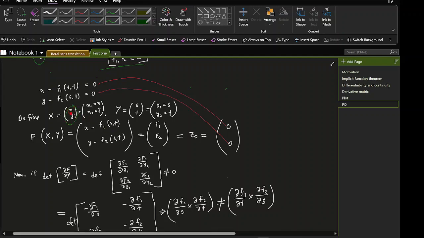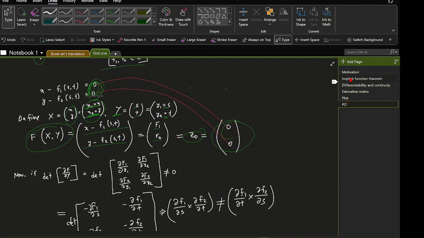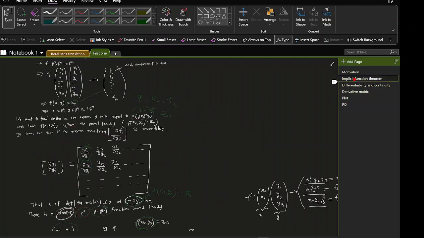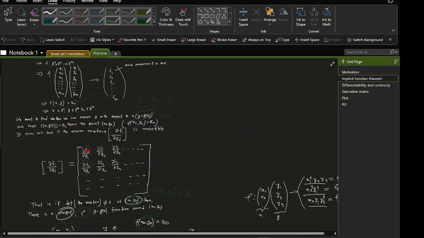We define x and y as our x variable, where the x1 component equals the x variable and the x2 component equals the y variable. Same goes for the variable y, and we have our implicit function f, which has two components, and z0 is the output, which is a constant zero vector, where the zero vector corresponds to these terms. Now if you recall the implicit function theorem, see the requirements.